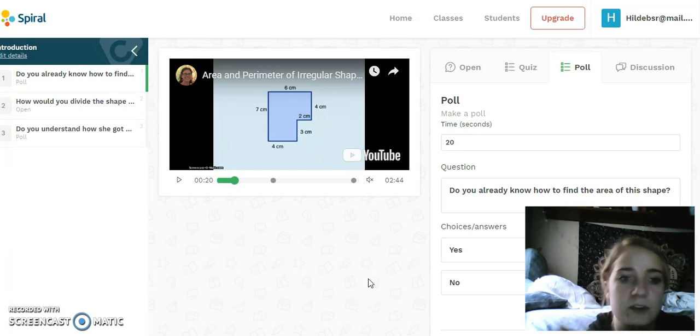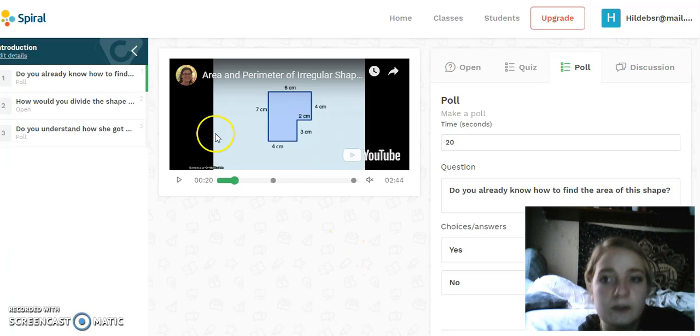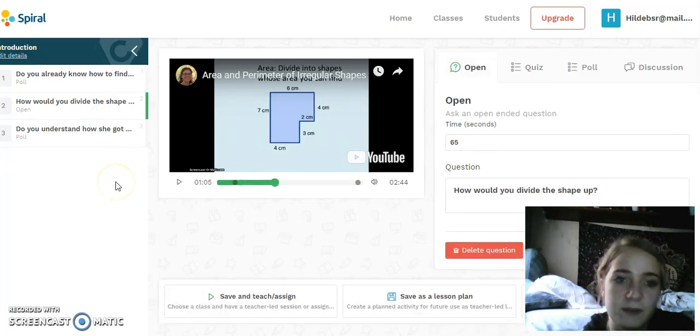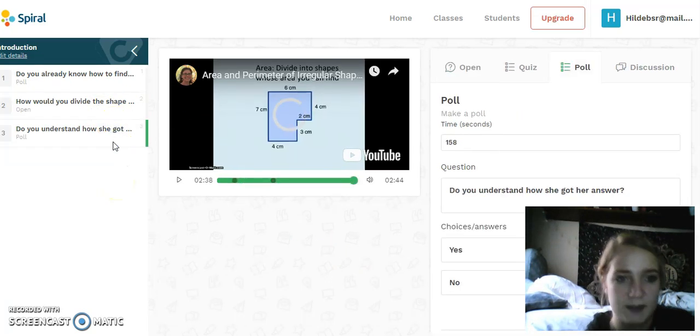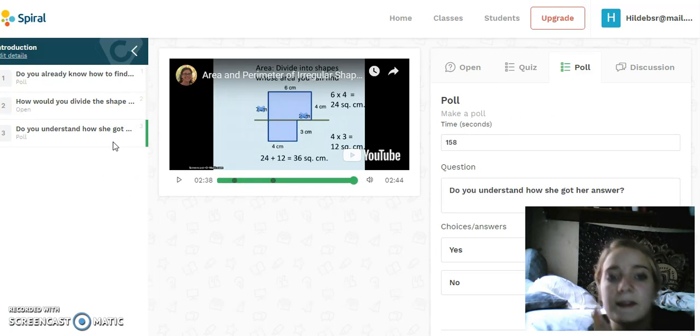And I also have questions like, do you already know how to do this? How would you divide this shape up? And do you understand how she got her answer? And I like that I can say yes or no, because when they turn this in, since it's the first step on the module, I can see who's understanding right away, right off the bat after the introduction.